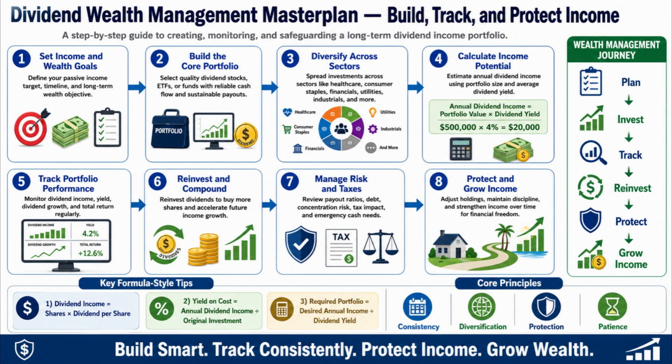Therefore, the core principles behind this master plan are consistency, diversification, protection, and patience. Consistency helps investors stay on track with contributions and review habits. Diversification reduces risk across sectors and income sources. Protection keeps the investor focused on safety, resilience, and disciplined decision-making. Patience allows dividend growth and compounding to do their work over the long term.